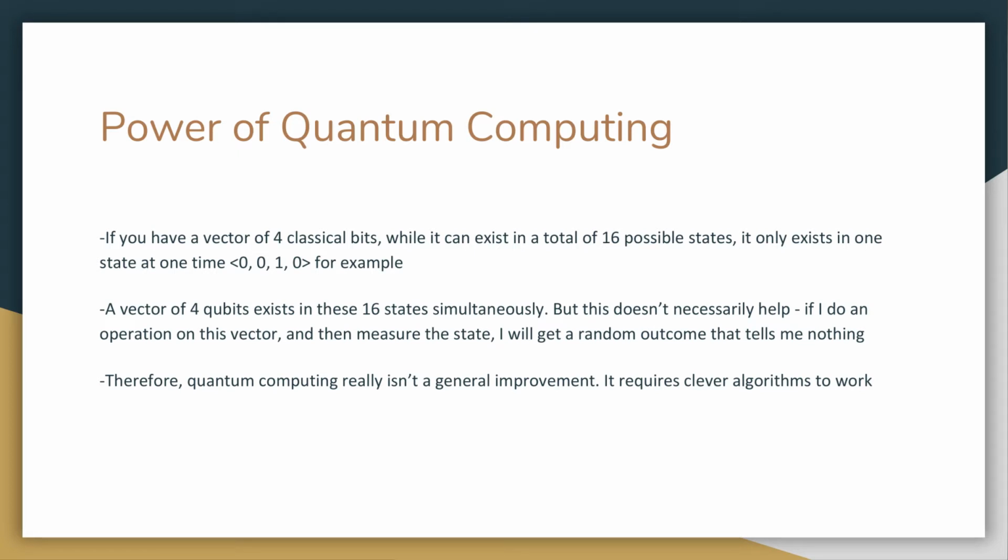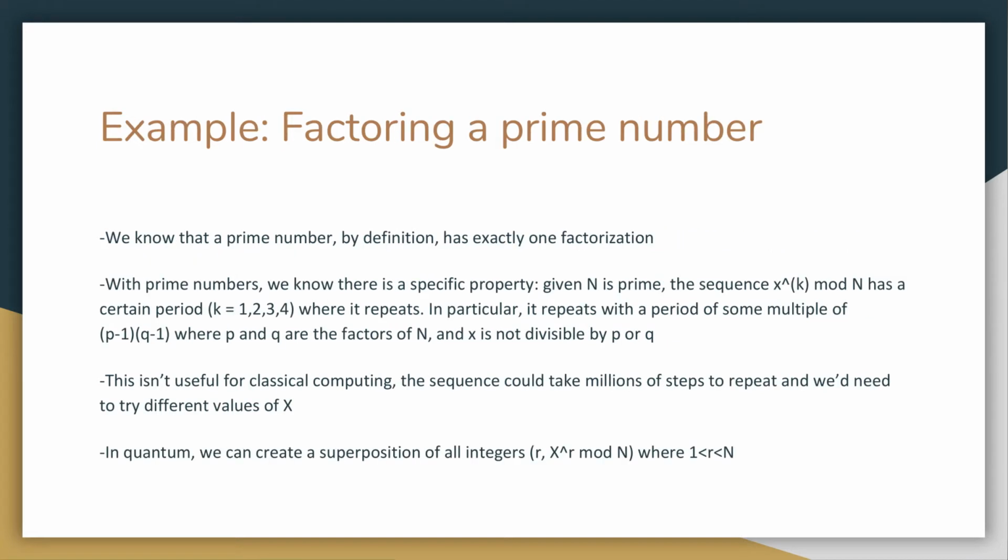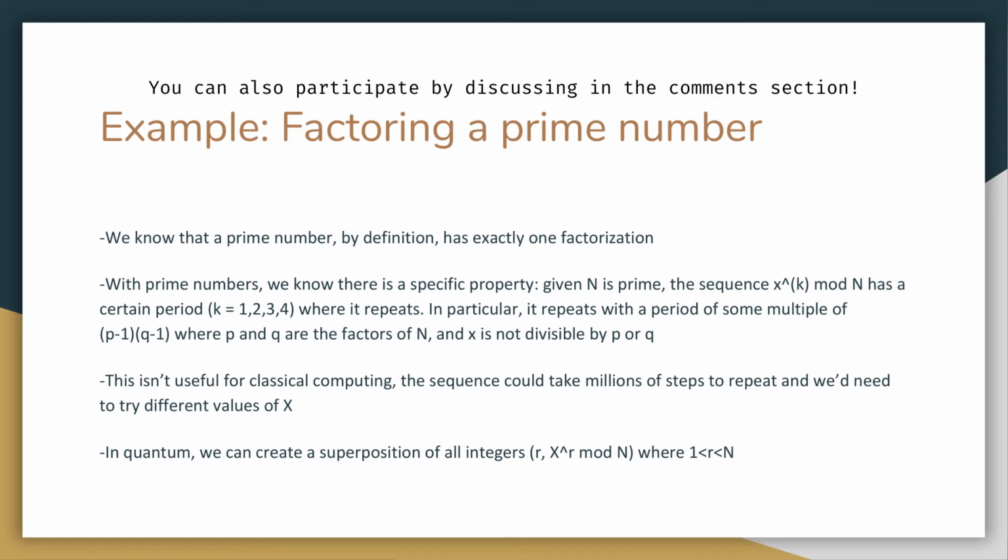And this is really the crux of quantum computing. So one example of this, and probably the most famous example, is factoring a prime number. And this is called Shor's algorithm. This is going to be a bit mathy. So if I lose you, just holler out and I'll try and go back over.